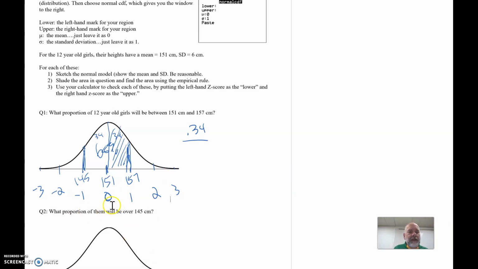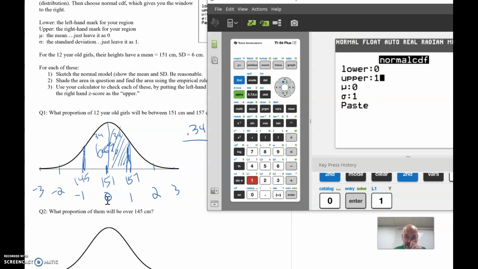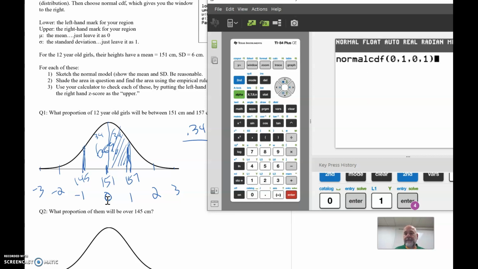So, all right, what do we want to do here? We want to go from 0 to 1. On my calculator, because we're going from this one to this one, for the lower I'm going to put 0, because I'm starting from 151, which is right on the mean. And then for the upper, I'm going to put 1. Cool. Leave the mean and standard deviation as 0 and 1, and you hit paste.